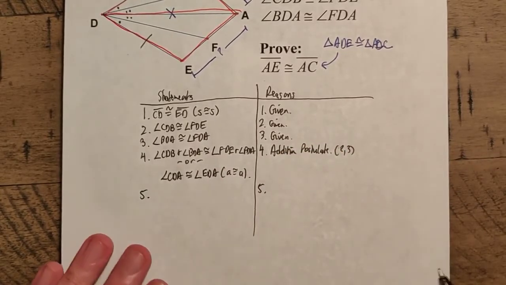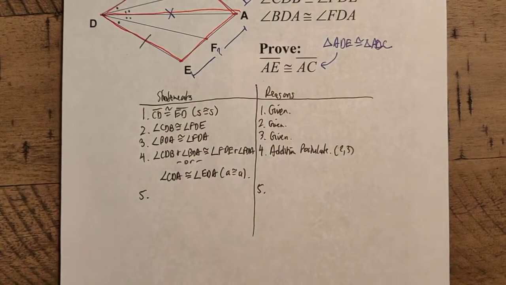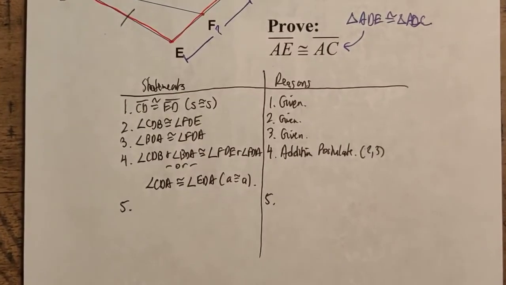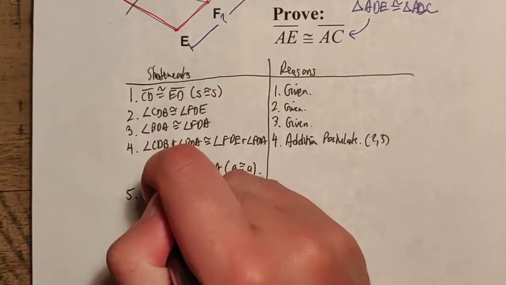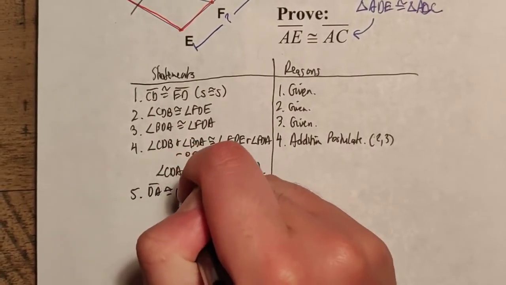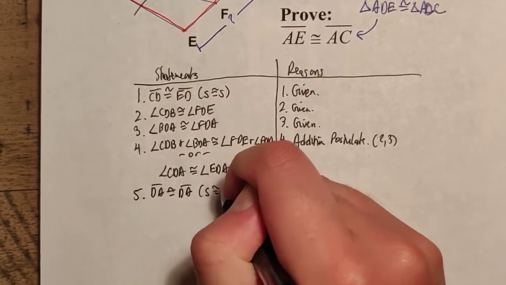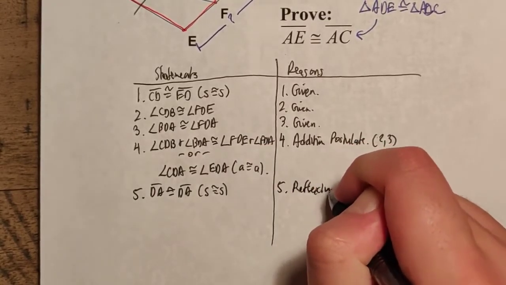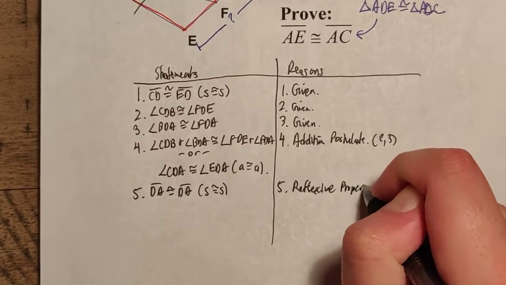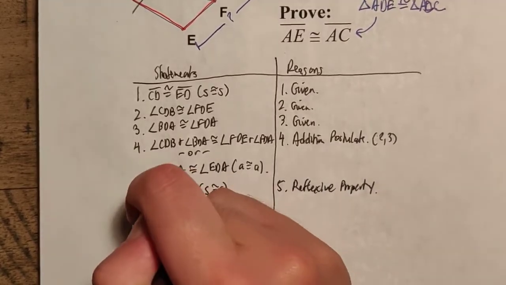Now I got my pair of angles, I got my pair of sides here. So we can now continue and say, all right, so let's keep going. We can use a pair of sides here. In this case, DA is going to be our last pair of sides. So DA is going to be congruent to DA here. That's a side. And this is our reflexive property. Right? That works out pretty well.